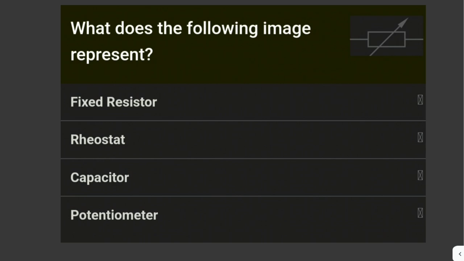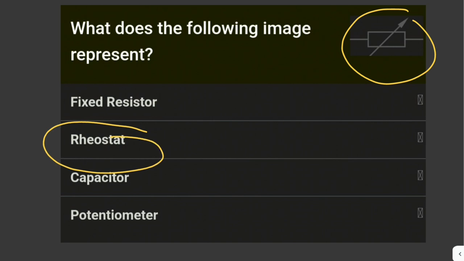What does the following image represent? Fixed resistor, rheostat, capacitor, potentiometer. We're given this image here. So this figure represents a rheostat.